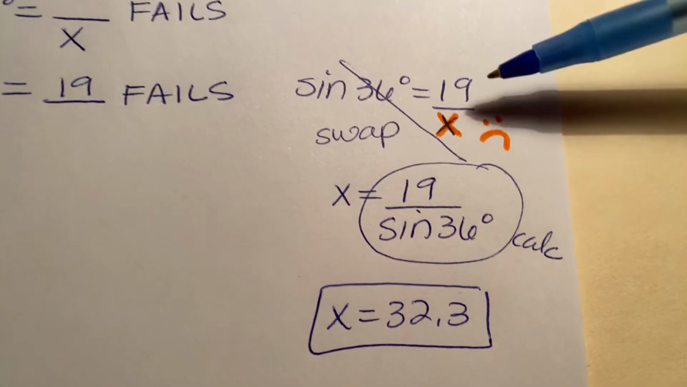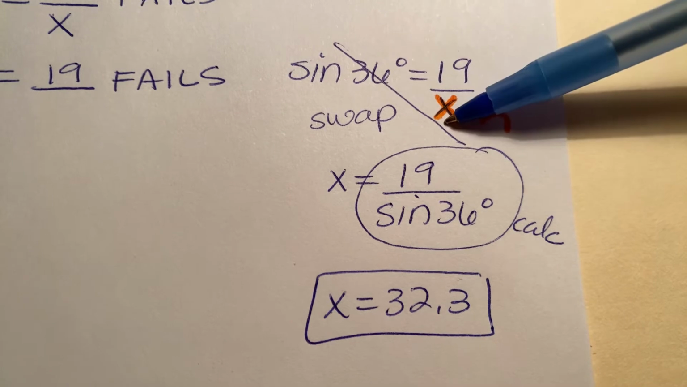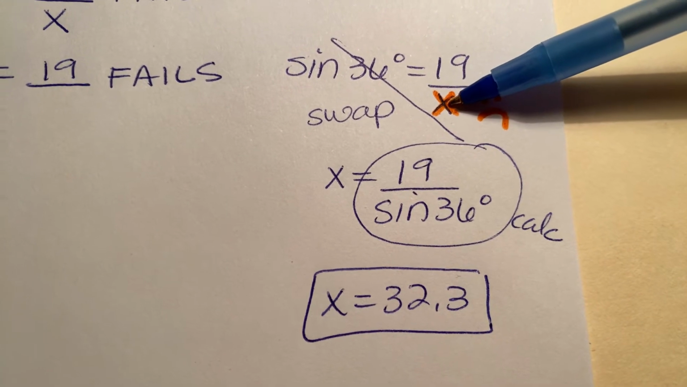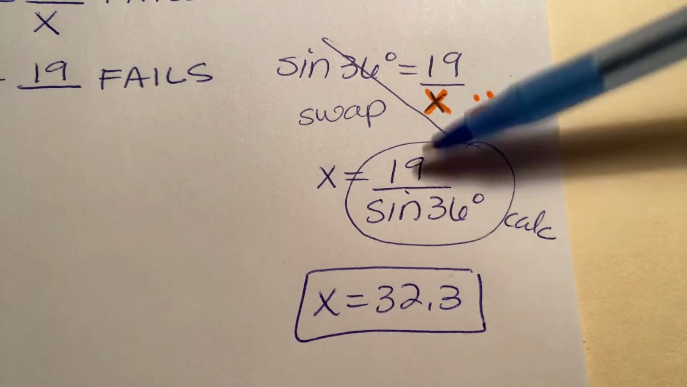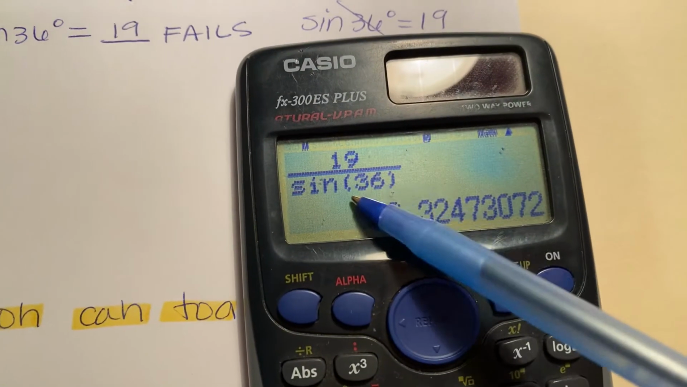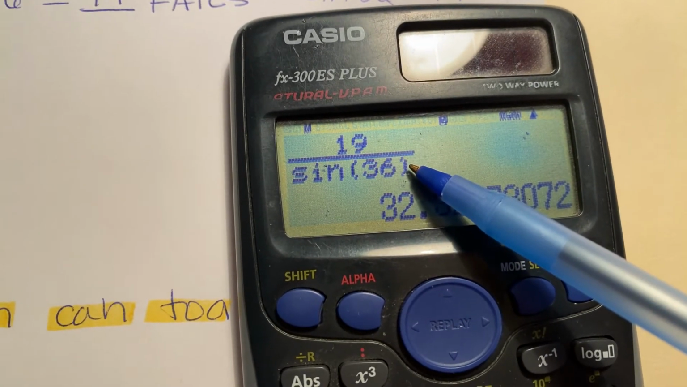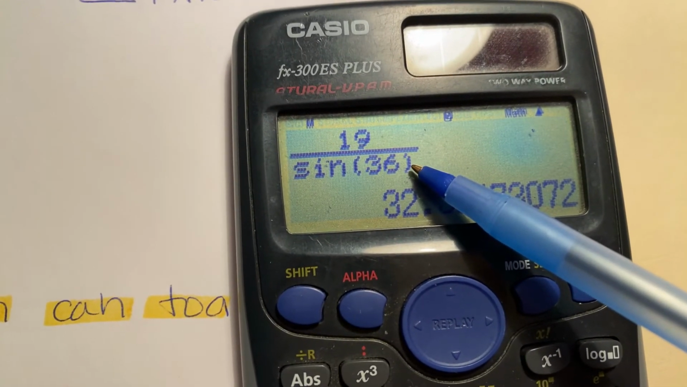We have our setup. X is not allowed to be a denominator. So switch the positions, but using the cross product property. So sine of 36 comes down, throws 19, whoops, I apologize. 19 divided by sine of 36, 32.3 degrees. You have to close up that parenthesis or you get rejected like I did earlier.